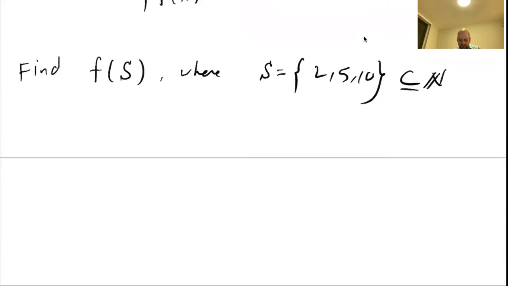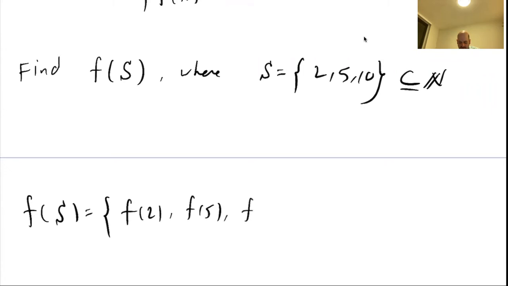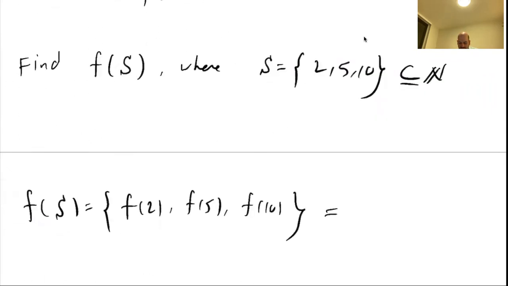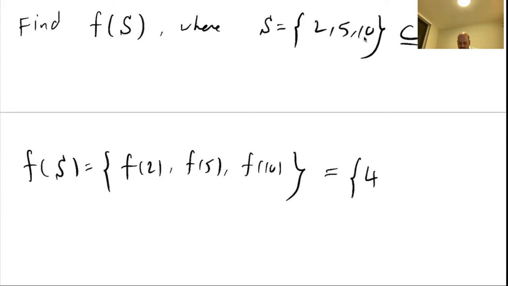So what is f of S according to the definition? F of S is equal to the set of all elements f of A, where A comes from the set S. So it's going to be f of 2, comma, f of 5, comma, f of 10. What is it? F of x is x squared. So f of 2 is 4, f of 5 is 25, f of 10 is 100. That's it. So a set containing 4 and 25 and 100. That's my f of S in this example.